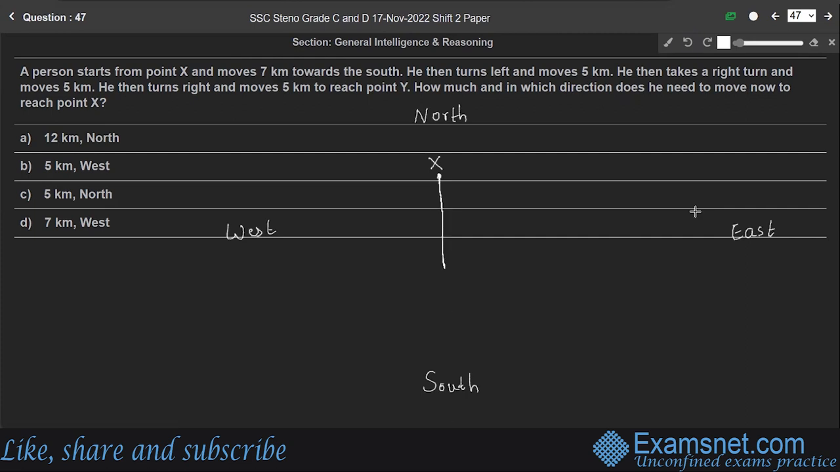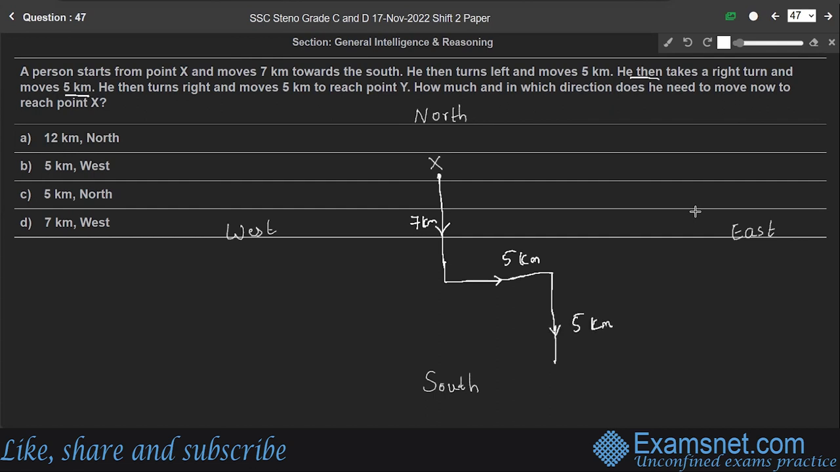So the person from X moves 7 km towards south. He then turns left. Since he is facing south, his left means towards east. He then turns left and moves 5 km, right? So he moves 5 km towards east, right? He then takes a right turn. Since he is facing east, his right means again towards south. He takes a right turn and moves 5 km again, right?